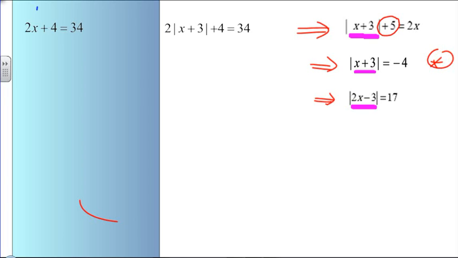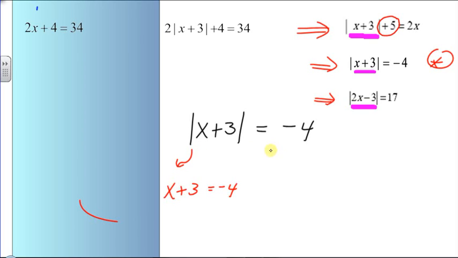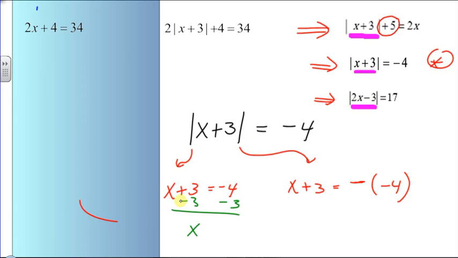We said it's ready to split, so let's show how we split it. X plus 3 equals negative 4. For the first line, I'll get x plus 3 equals negative 4. And the second line is going to turn into x plus 3 equals the opposite of a negative 4. Let's finish the solving here. Subtracting 3, x is negative 7. And x plus 3 here is equal to positive 4.